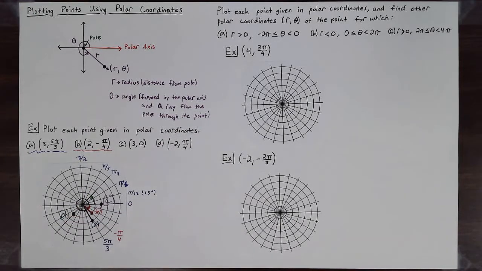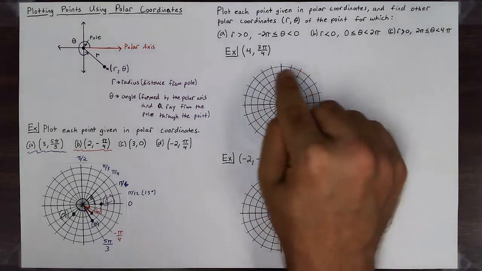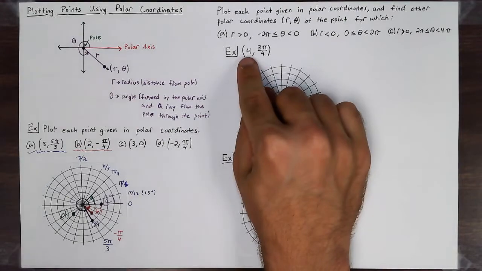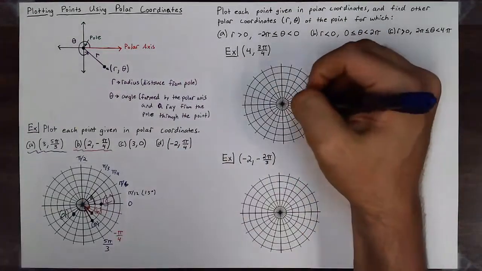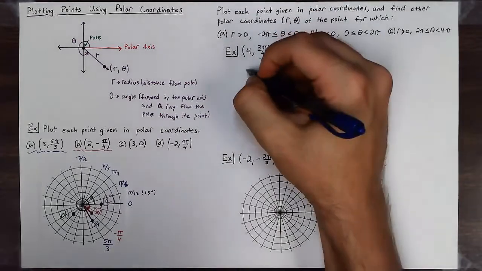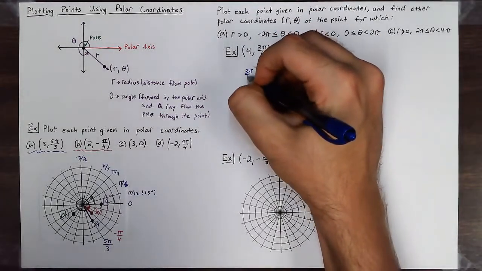But now let's plot, and you'll start to see that you can actually represent one point with several different versions of that point. So here I'm going to plot the point for 3 pi over 4. So 3 pi over 4 would be the second quadrant right in the middle.